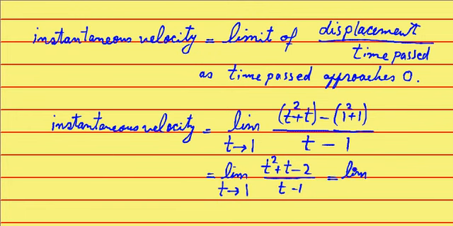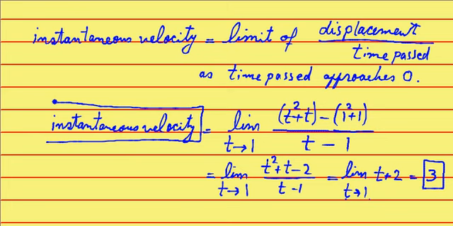We have already found this, based on what we have done. Let's quickly remind ourselves: we could divide the numerator by the denominator, and that turned out to be just t plus 2. And when t went to 1, this whole thing approached 3. So what is the 3? 3 is the instantaneous velocity at that moment, at the moment t was equal to 1.